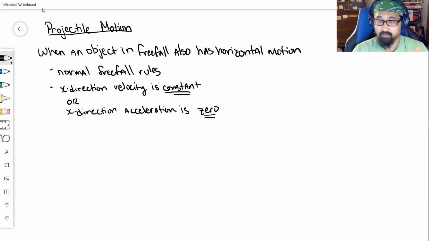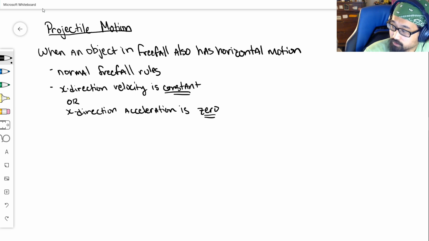We mostly leave it for engineers. And a projectile is defined as an object in free fall with horizontal motion that also doesn't have an engine, right? An airplane is not a projectile because it has engines that are telling it to go forward, right? A bird is not a projectile. It has wings that tell it to stay up, and also move forward, right?